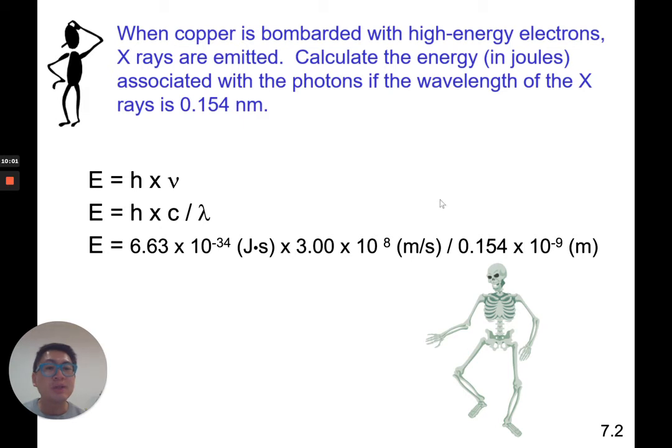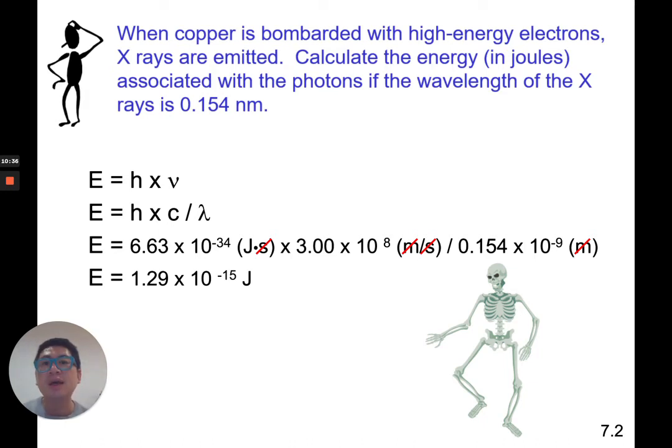in meters. The reason why I have to change nanometers here to meters, and I do that by dividing by a billion, there's a billion nanometers in a meter, is so the units meters and meters will cancel out. So seconds and seconds cancel, and the meters and meters will cancel out. So the energy will be equal to whatever 6.63 times 10 to the minus 34 times 3 times 10 to the 8th, all divided by 0.154 times 10 to the minus 9. This is all in the denominator. And what is that in a calculator? Type in a calculator, you get 1.29 times 10 to the minus 15 joules.